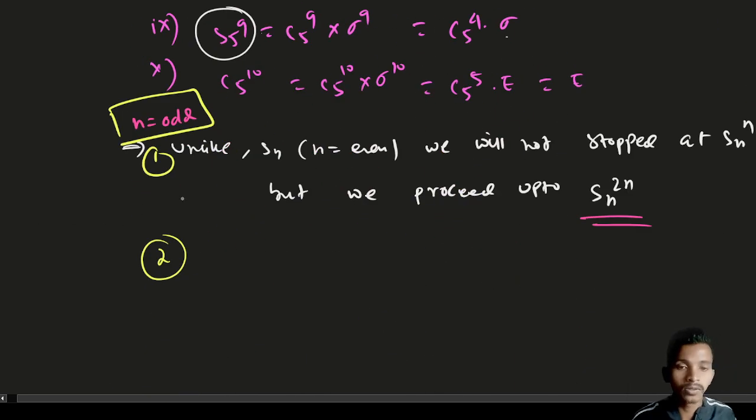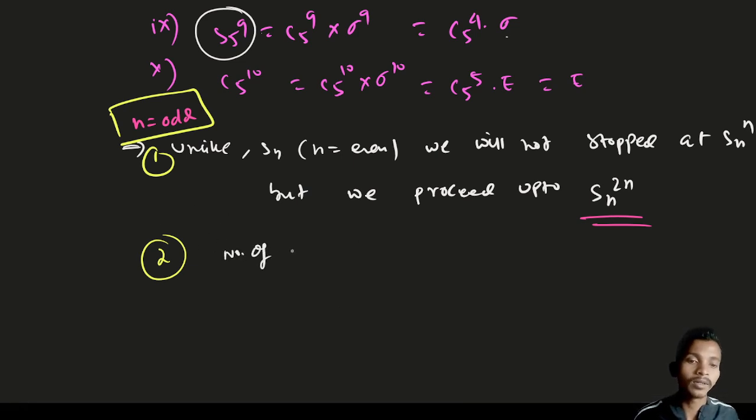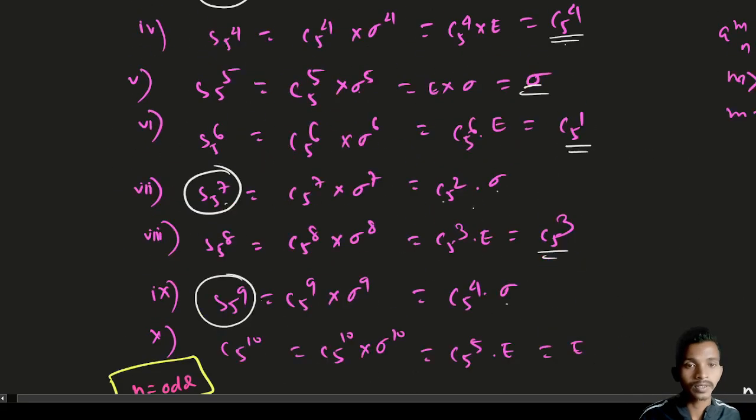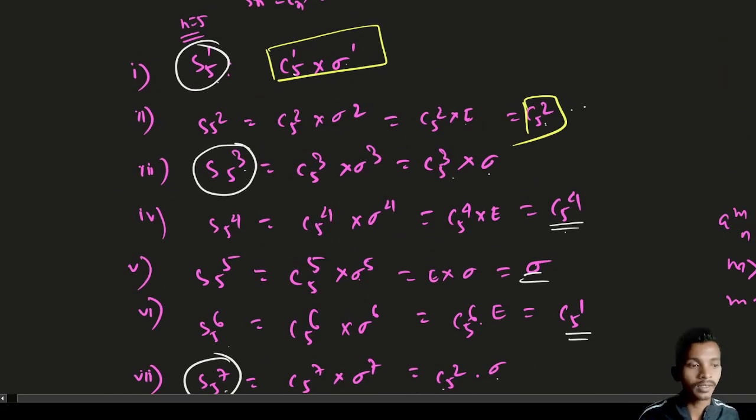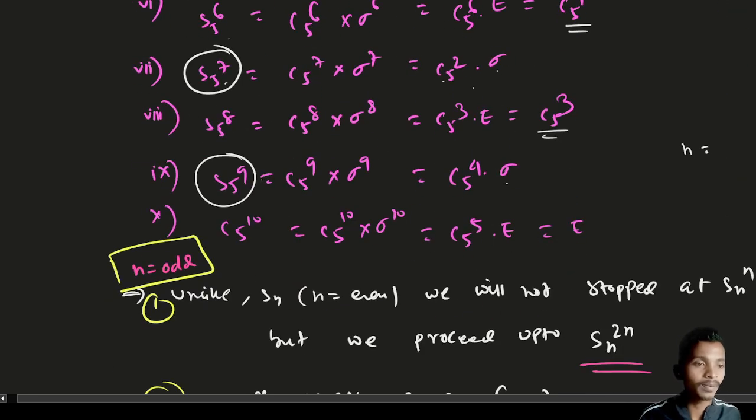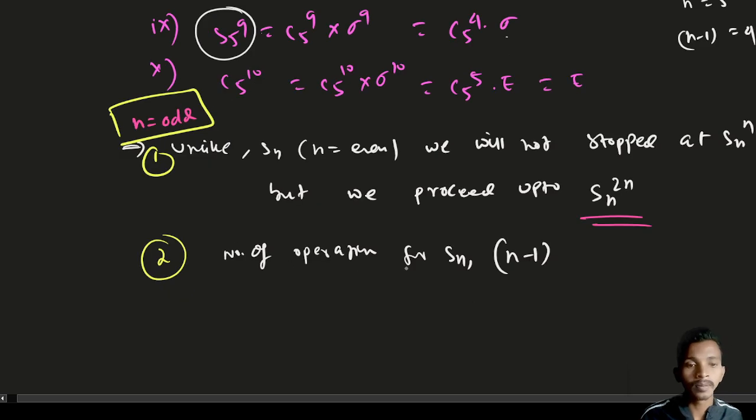It means another conclusion we can say that the number of operations for Sn is n minus 1, because here n is 5. The number of operations we get, how much? 4. 1, 2, 3, 4. So here n is 5. The number of operations, that is improper access, we get how many? 4. So n minus 1, that is equal to 4. Okay, so number of operations for Sn equal to n minus 1, where n equal to odd.